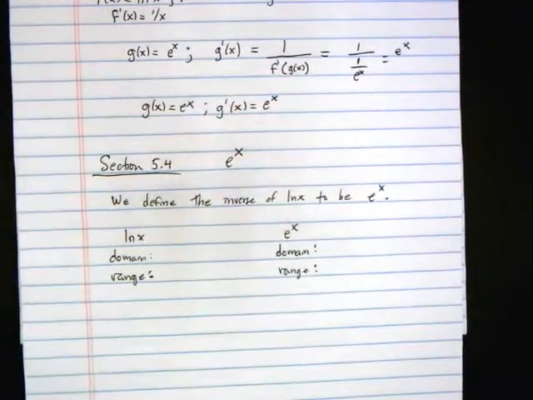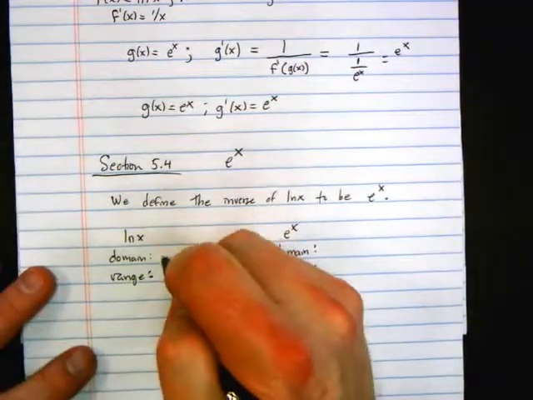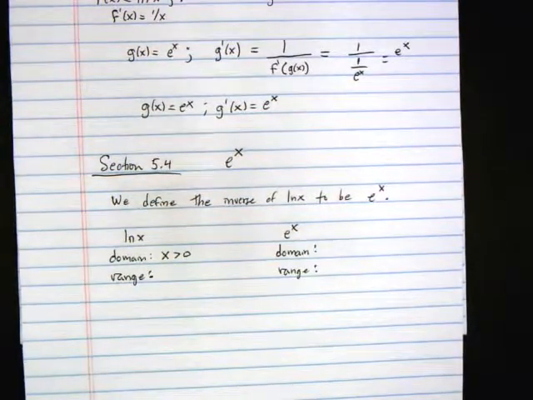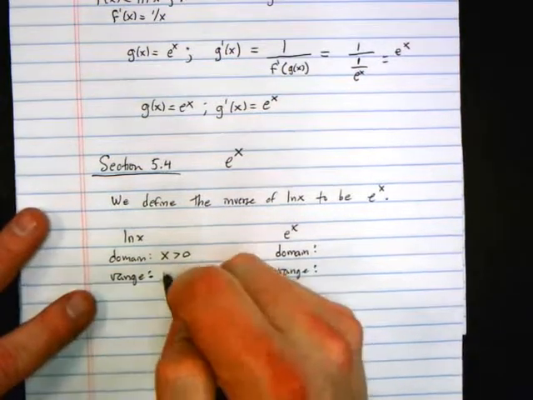What was the domain of ln x? All positive numbers. x is a positive number. What was the range of ln x? All numbers, negative infinity to infinity.